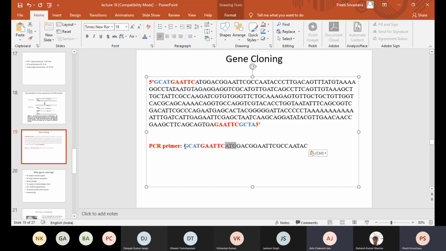Therefore, in such cases, if we assume that the primer length has to be only 15, then it should stop here, because 10 nucleotides are already extra, and we have added now 5 nucleotides, so it is 15, right? So in this case, do you think we will get amplification?